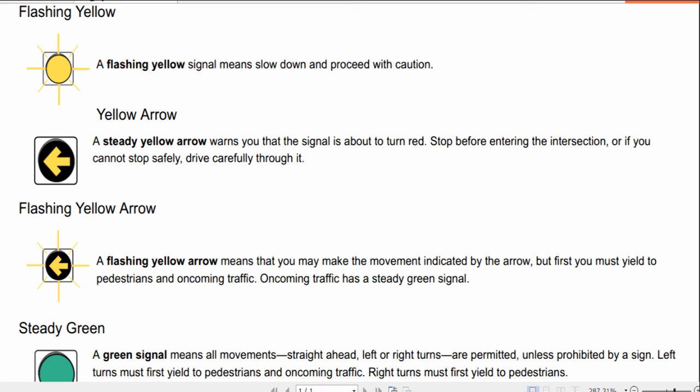Page 14. Yellow arrow. A steady yellow arrow warns you that the signal is about to turn red. Stop before entering the intersection, or if you cannot stop safely, drive carefully through it. Flashing yellow arrow. A flashing yellow arrow means that you may make the movement indicated by the arrow, but first you must yield to pedestrians and oncoming traffic. Oncoming traffic has a steady green signal.